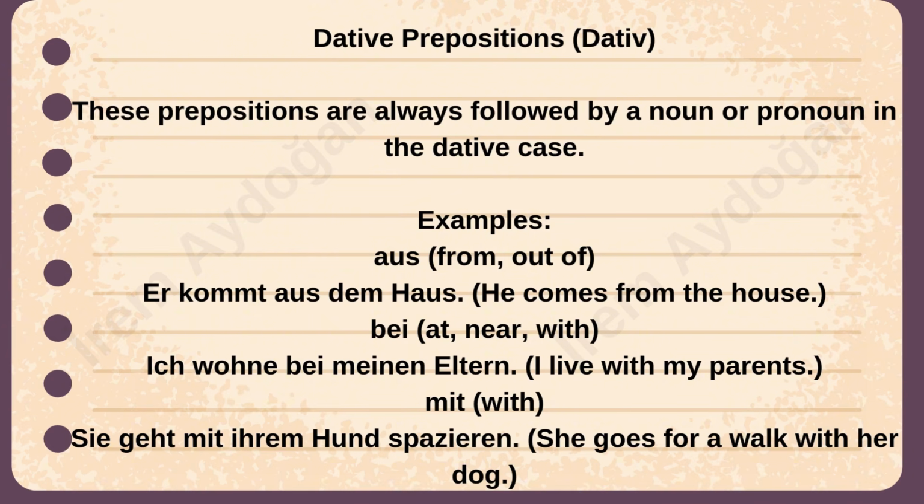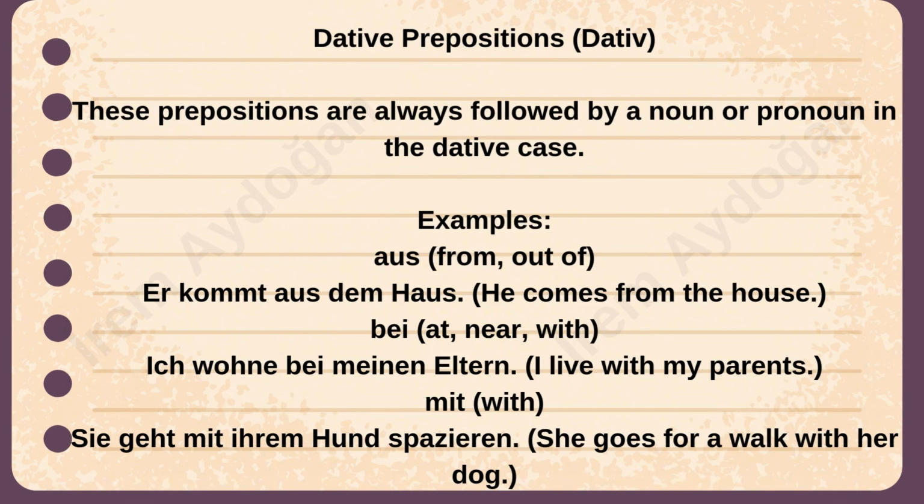And the next example, mit means with. Sie geht mit ihrem Hund spazieren. She goes for a walk with her dog. Der Hund becomes ihrem Hund here.